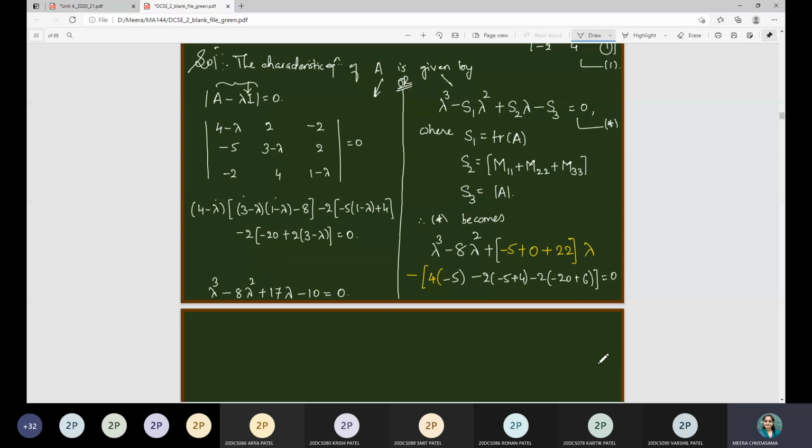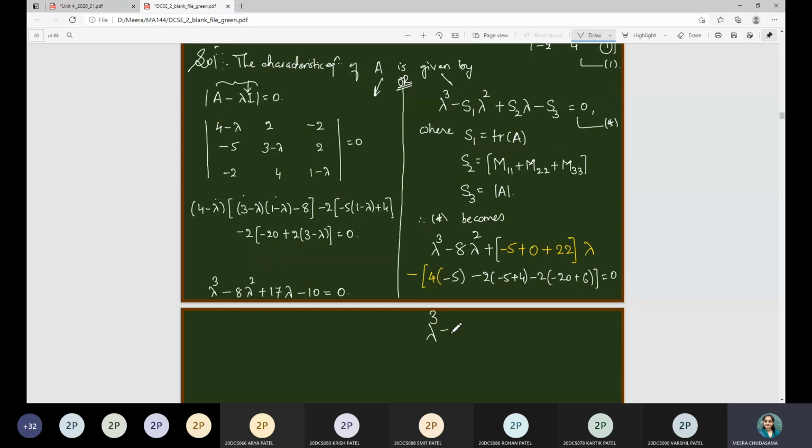If you simplify this, you get lambda cube minus 8 lambda square plus, this is 22 minus 5, that is 17 lambda, and here the negative sign is there. Simplifying this, minus 20, this is plus 2, and this one will be minus 14 minus 2, so 28. So this is 30 minus 20, that is 10, equal to 0. So both the expressions are correct. You can choose either method to find the characteristic equation.